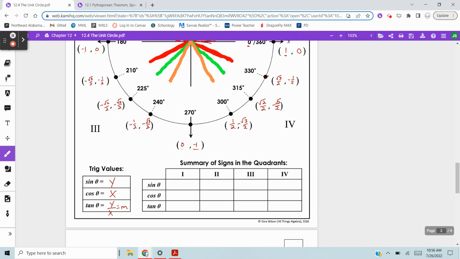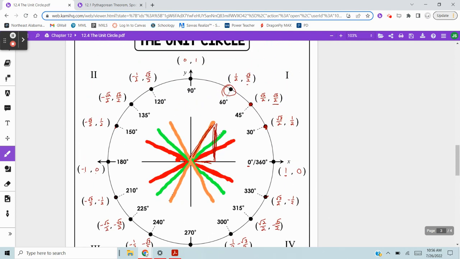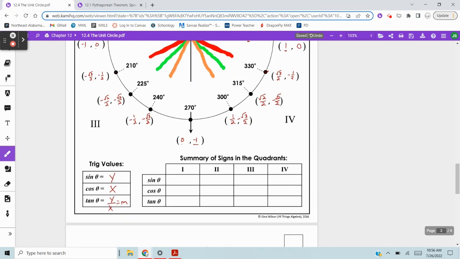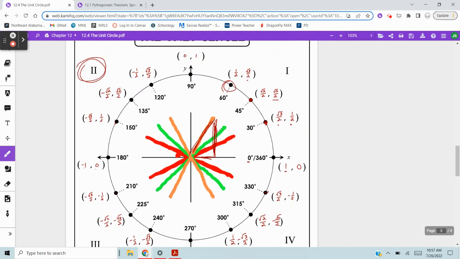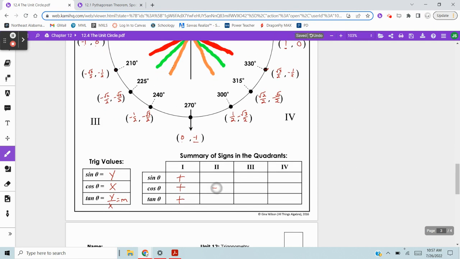Now let's talk about the summary of the signs in the quadrants. In quadrant one, notice the sine, the cosine, and the tangent. All of those signs are positive because x is positive and y is positive, so y over x would be positive as well. In quadrant two, your x values are negative and your y values are positive. So your cosine values are negative since that's the x, the sine values will be positive, and since tangent is y over x, a positive divided by a negative would be negative.